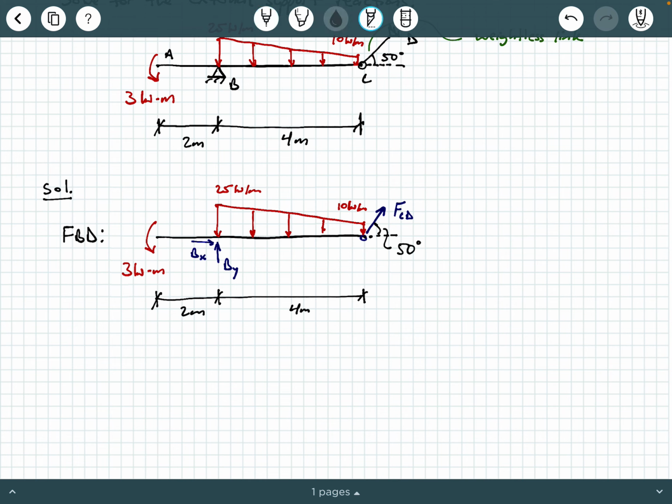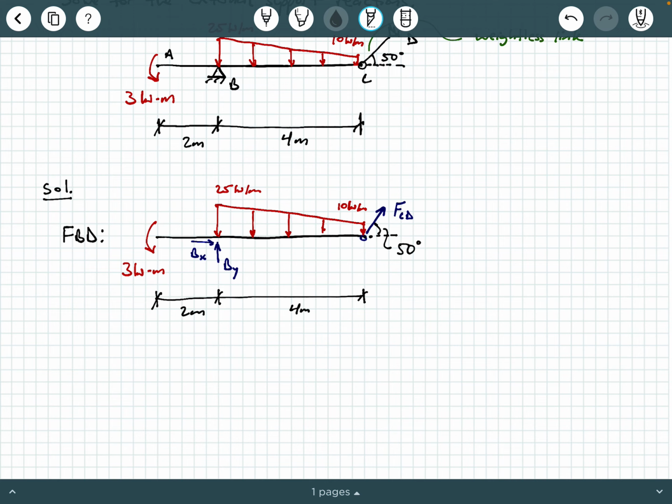We know the orientation of them, but we don't know the direction that they're pointing. So we assumed Bx is pointing to the right. We know it's horizontal, but we're assuming it's pointing to the right. We know By is vertical, but we're assuming it's pointing up. And we know the force in CD is along the longitudinal axis of where the link is, but we're assuming it's pointing away from point C. That's actually assuming a tensile effect.